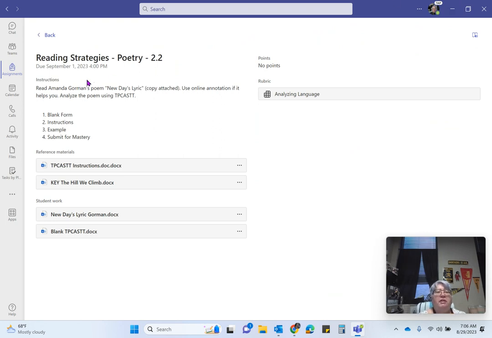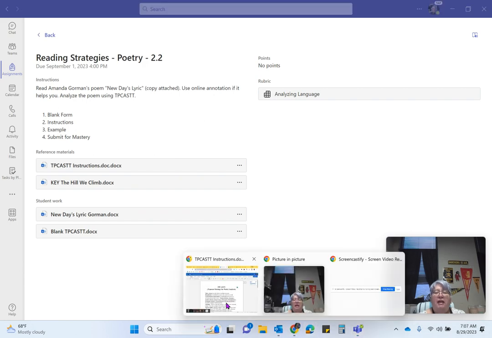So when you go into Teams, you will see the instructions: read Amanda Gorman's poem New Day's Lyric, and there's a copy attached. Use online annotation if it helps you, so you can mark this up if you need to. And then analyze the poem using TPCASTT. And here is your blank document. So I'm going to walk you through the instructions of TPCASTT, and hopefully that will help.